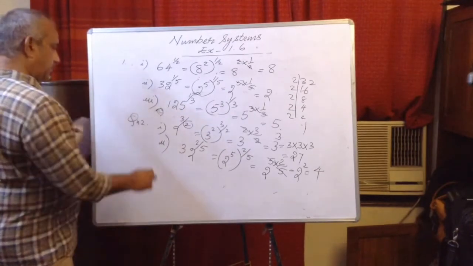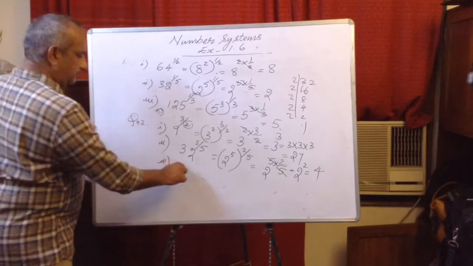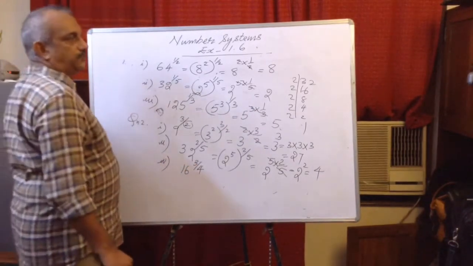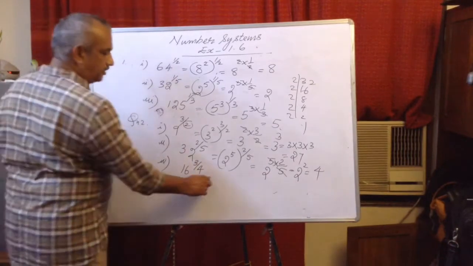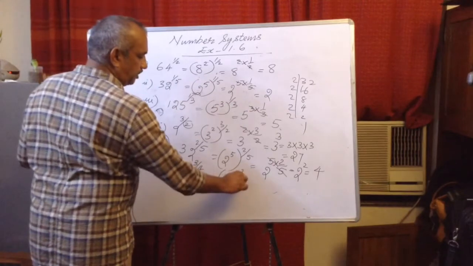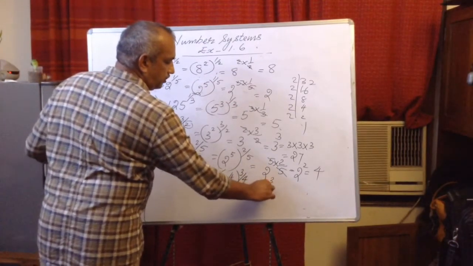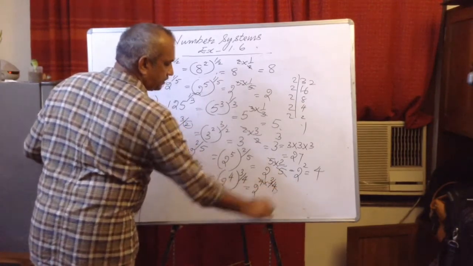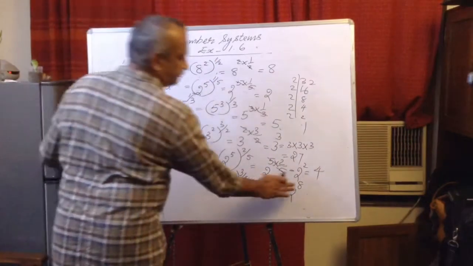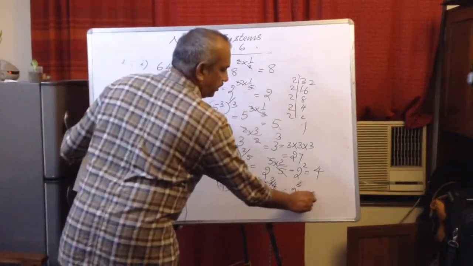Now next one, third one is 16 raised to 3 by 4. Which number raised to power 4 is 16? That is again 2 only. 2 raised to 4 is 16. The whole raised to 3 by 4. 2 raised to 4 into 3 by 4. 4 gets cancelled. 2 cube. 2 into 2, sorry, 2 into 2 into 2. That is 8.